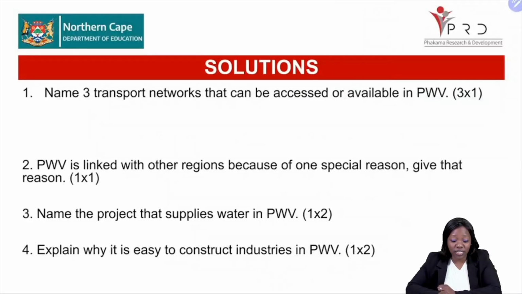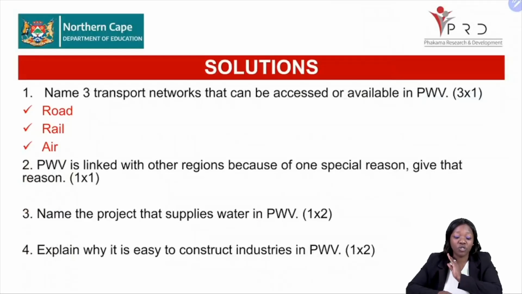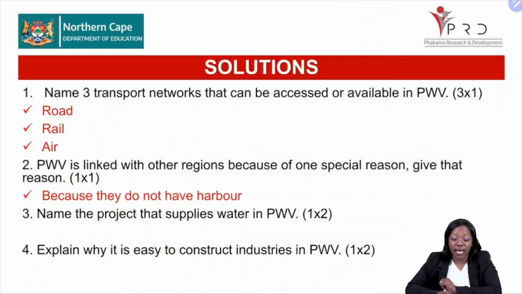Looking at our first question, we're supposed to name the 3 transport networks. We're talking about the road, the rail, as well as the air. Then PWV is linked with the other regions because of one specific reason. It's because they do not have a harbor. So therefore, they depend on the 3 regions to be able to transport or export internationally. Then number 3, you name the project that supplies water in PWV. We call it the TUVA project.